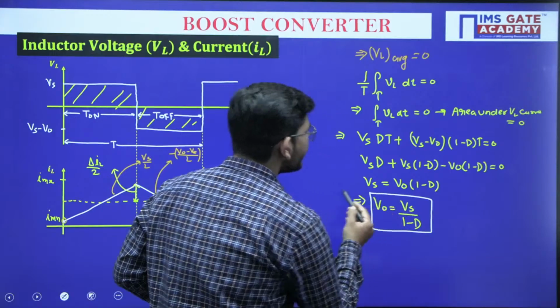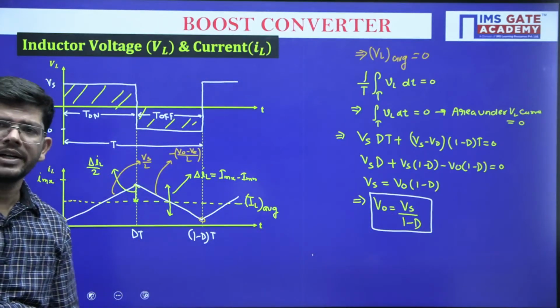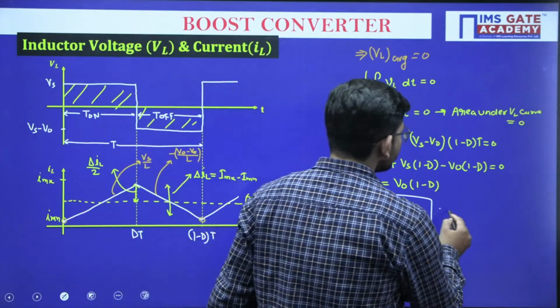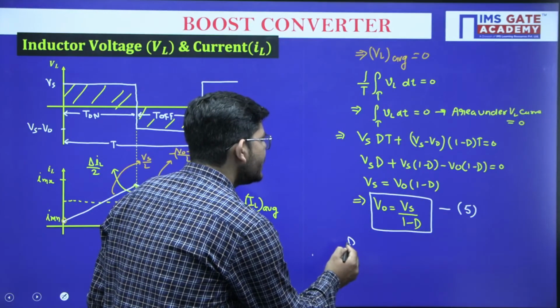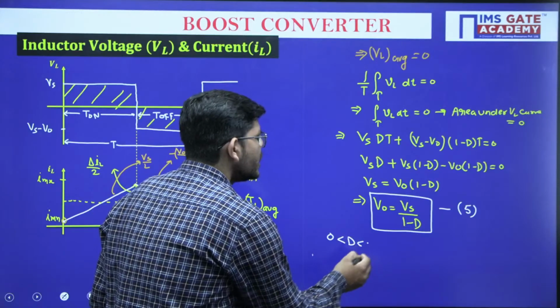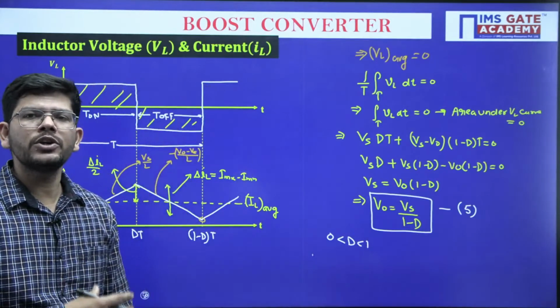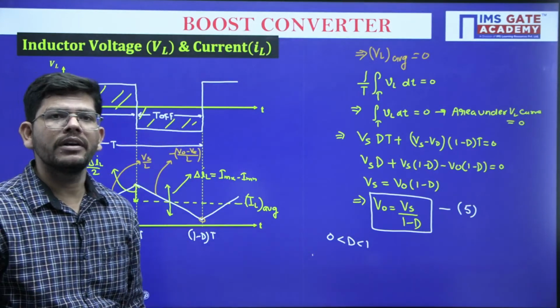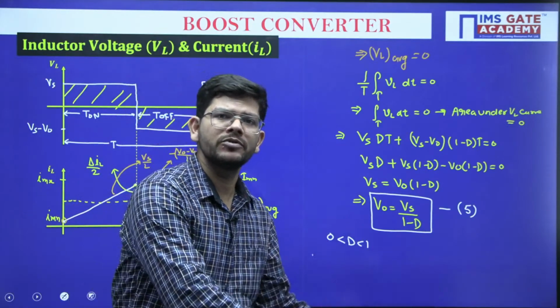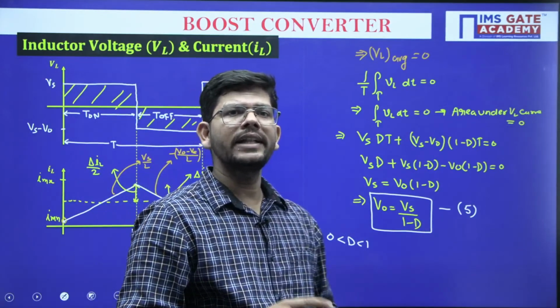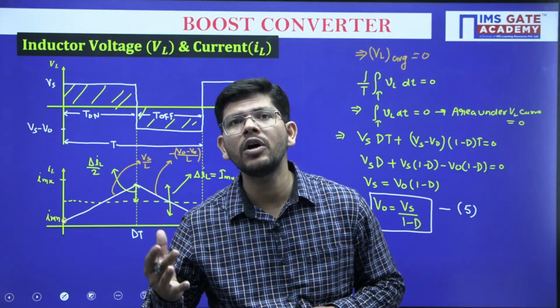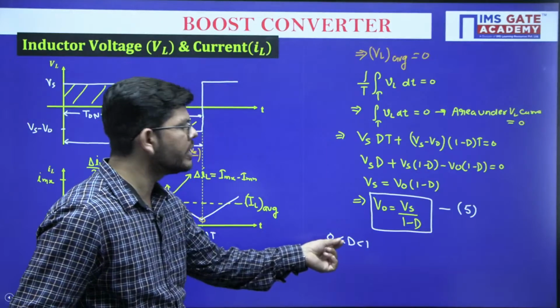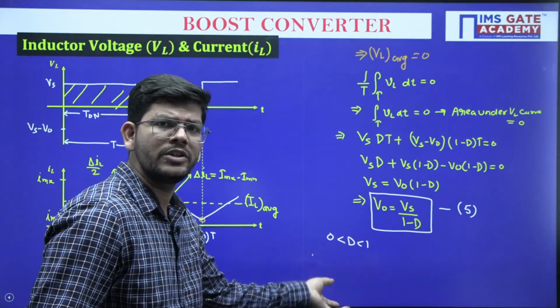This is how we will be getting the average output voltage of a boost converter. Let me call this equation number 5, and this is a very important expression. Now, as we know, D can vary from 0 to 1. D can't be 0, D can't be 1. The switch can be neither in permanent off condition, nor in permanent on condition. So D can never be 0, D can never be 1. It will always be in between 0 and 1.